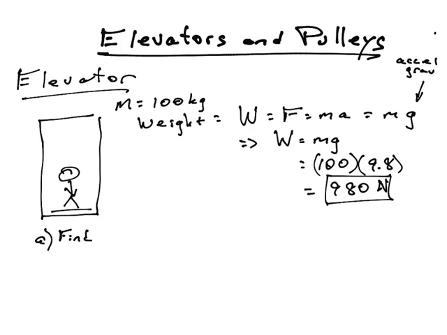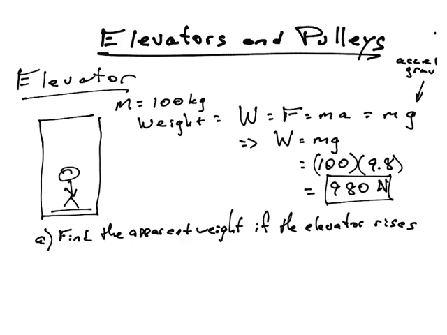Find the apparent weight of the person if the elevator rises with constant velocity of 5 meters per second.